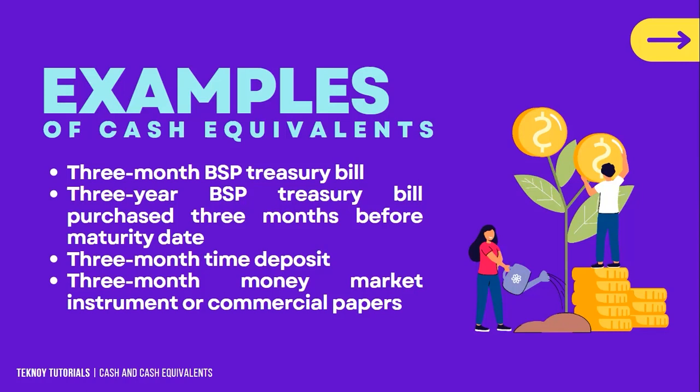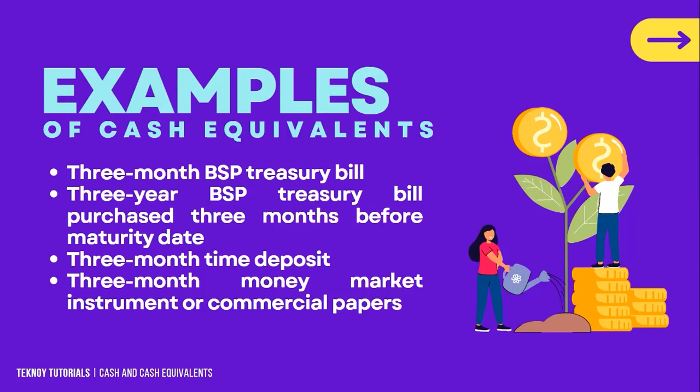Take note, Teknoy, that what is important is the date of acquisition, which should be 3 months or less before the maturity date. Hence, if you have a 1-year treasury bill with 3 months before maturity, but you acquired it 5 months ago, that treasury bill cannot be included as a cash equivalent.